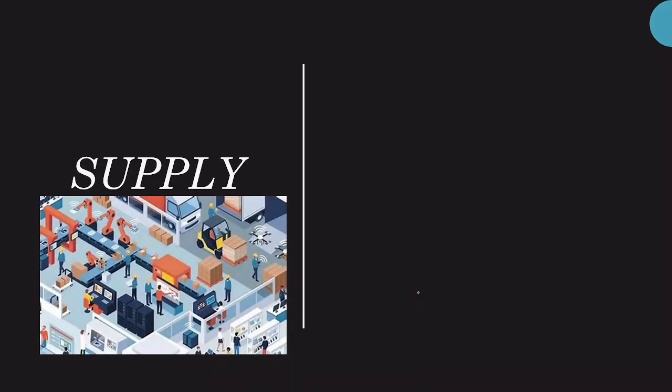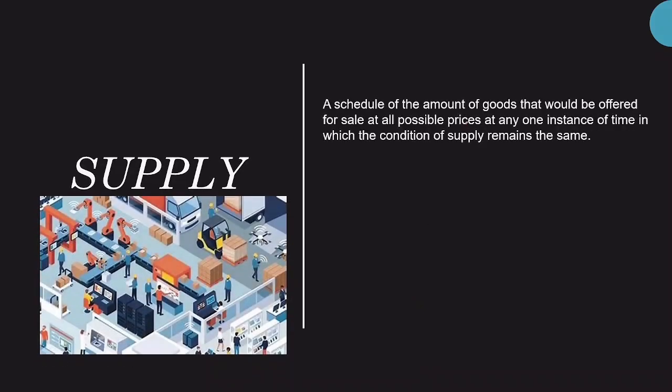Now we'll start a completely new topic, that is supply. So what is supply? Supply is a schedule of the amount of goods that would be offered for sale at possible prices at any one instance of time in which the conditions of supply remain the same. So in short, we can say supply is the total amount of goods that a producer is ready to give to a consumer. That is basically supply in general terms.